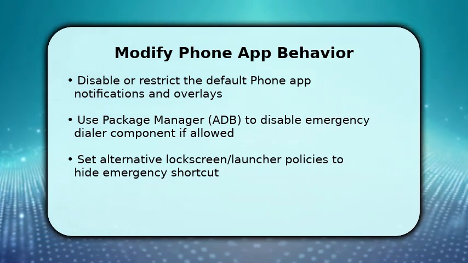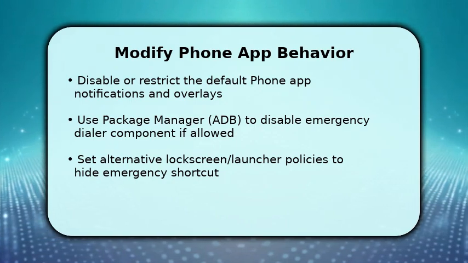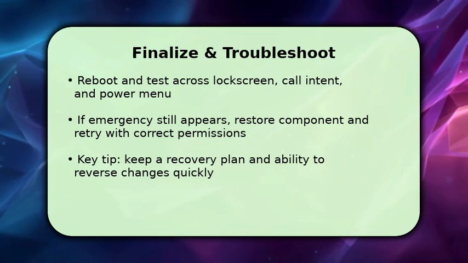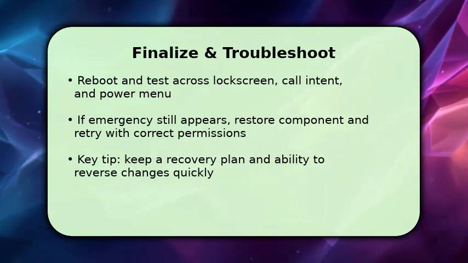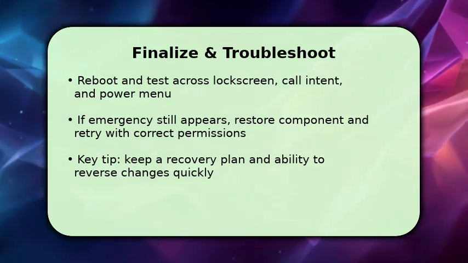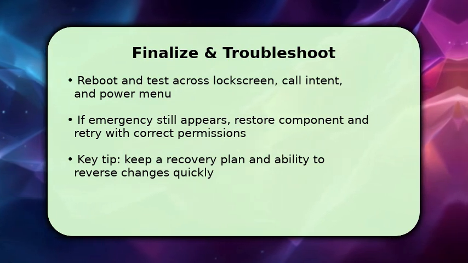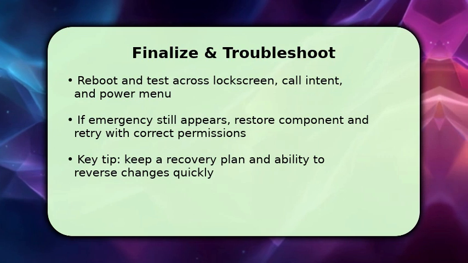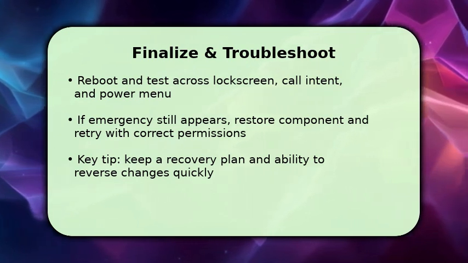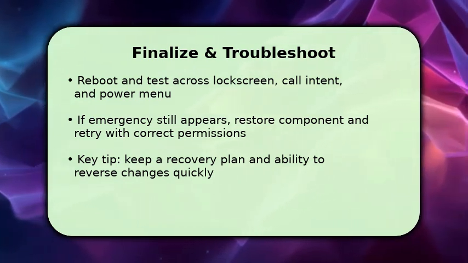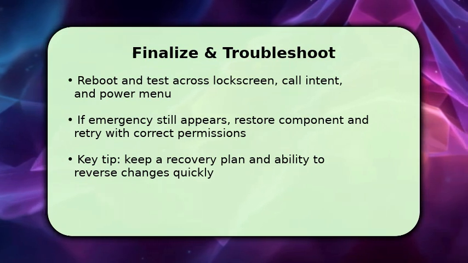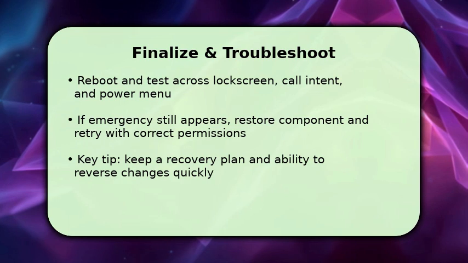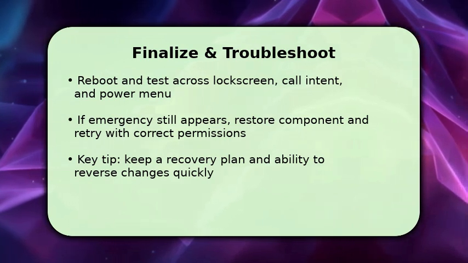To finish, reboot the device and test every entrance point: lock screen, power menu, and incoming call UI. Make sure emergency calls are no longer accessible while normal dialing still works. If the emergency option persists, revert the last change, verify you used the correct package/component names and that you had owner privileges, then retry with the corrected command.